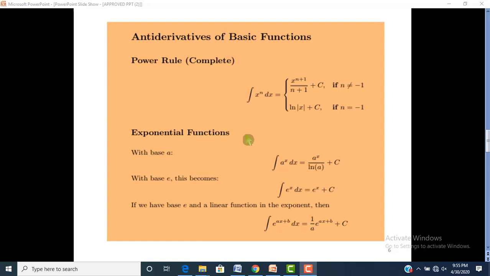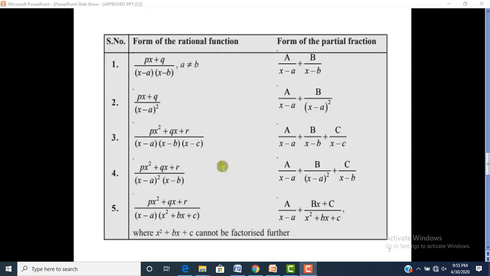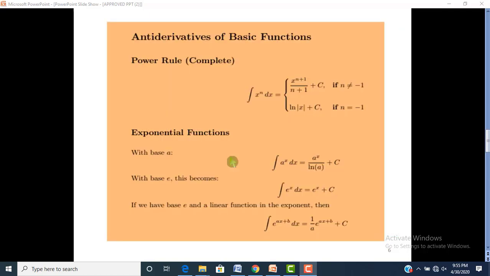Dear students, there are some other rules, and there is a list of rules for integration, but I have told you about only those rules which are mostly used in reaction dynamics.